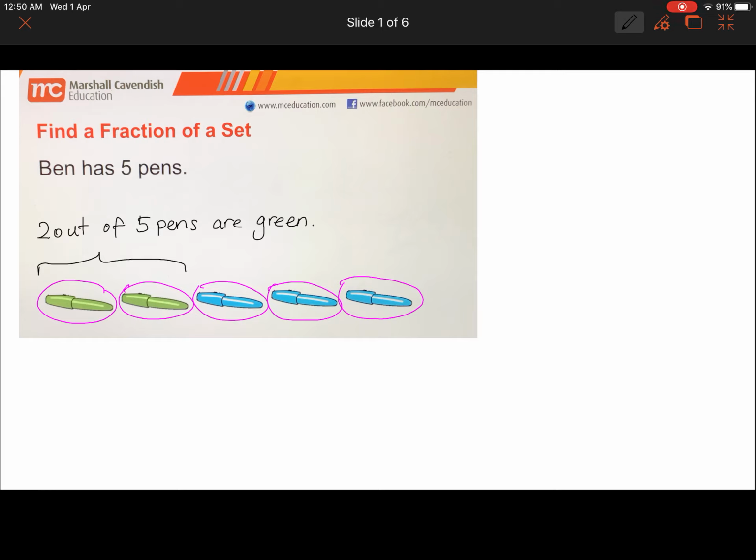So this means the fraction of green pens will be 2 out of 5 of the pens are green. So this is something that we have learned in primary 3. Let's look at something a bit more challenging.